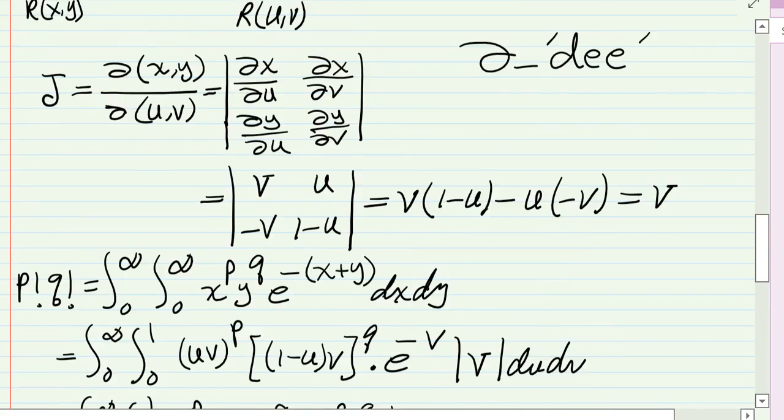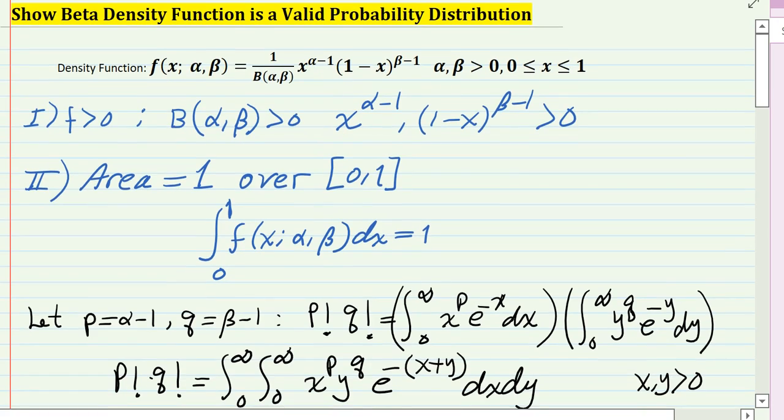So, looks like beta is a valid probability distribution. And that will conclude this video.